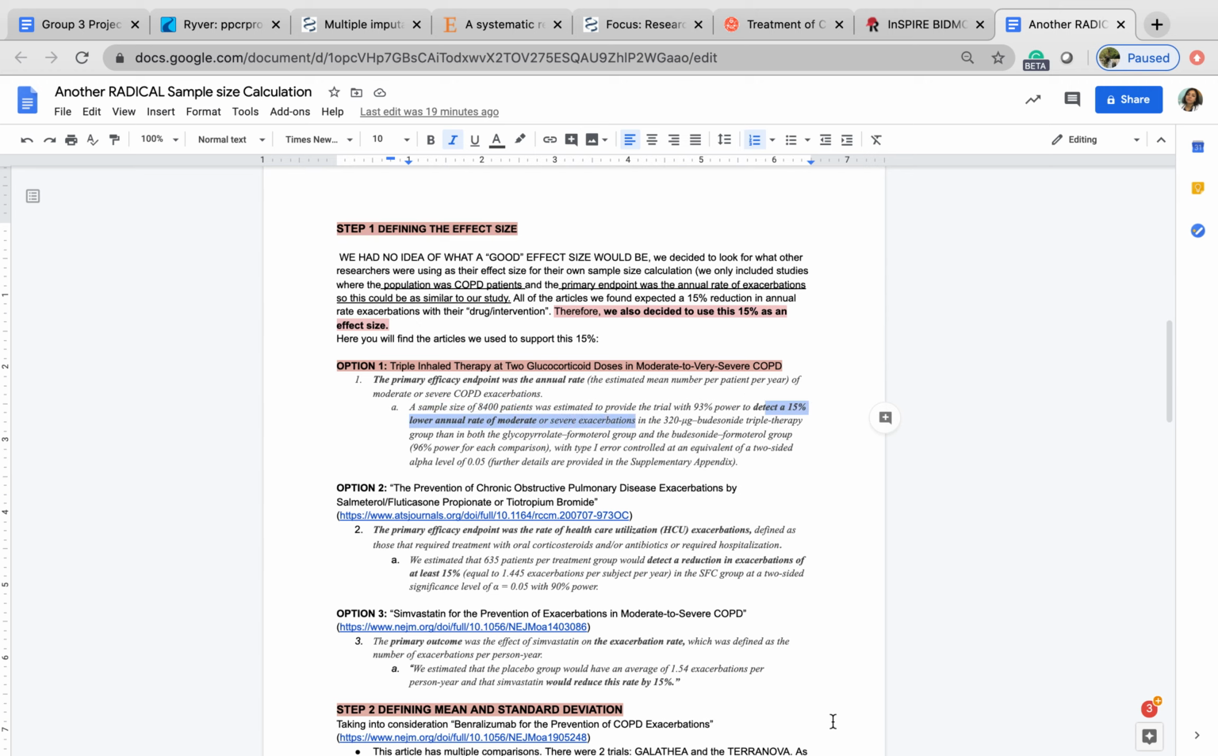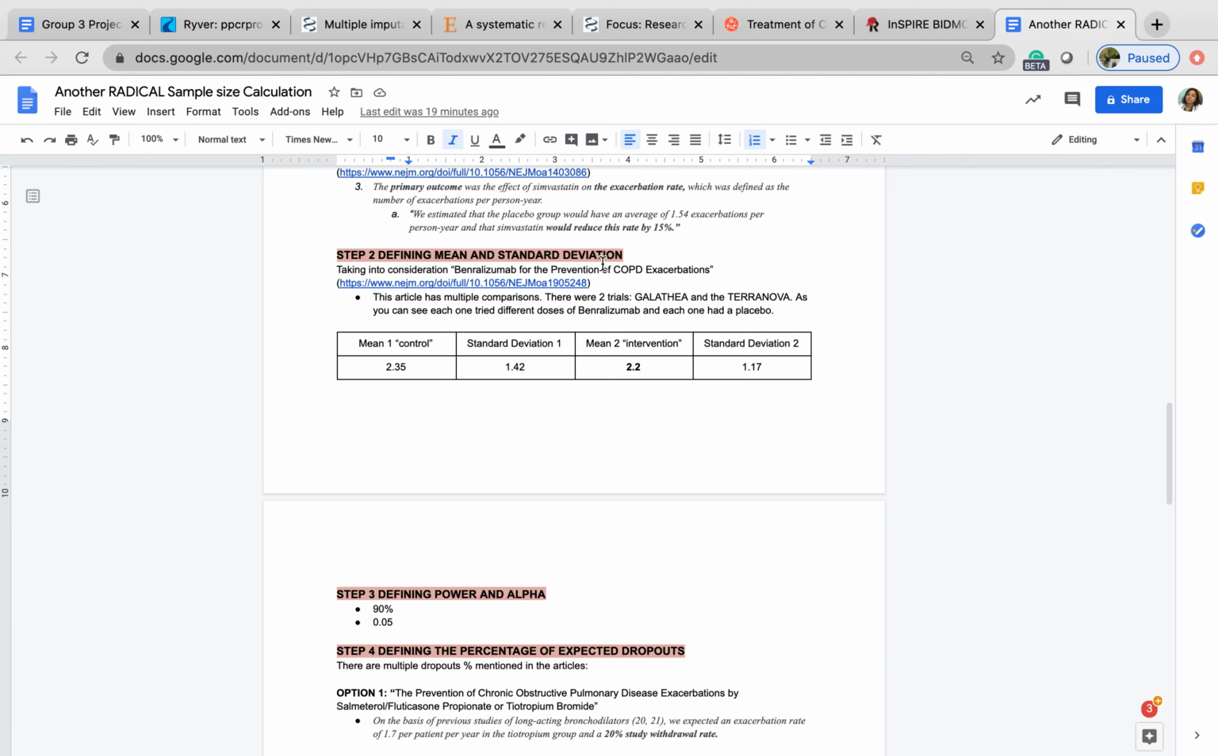The second step is defining the mean and the standard deviation. Now, this is a point where I'm playing with the data, and this is the part that is different to our final calculation that we are doing in our draft. So here is just for you guys to see what happens if we would have taken a different trial into consideration. In our final draft, we are using the New England Journal, which is triple therapy, to calculate the sample size. In this example, I'm using a different trial, which is called benralizumab for the prevention of COPD exacerbation.